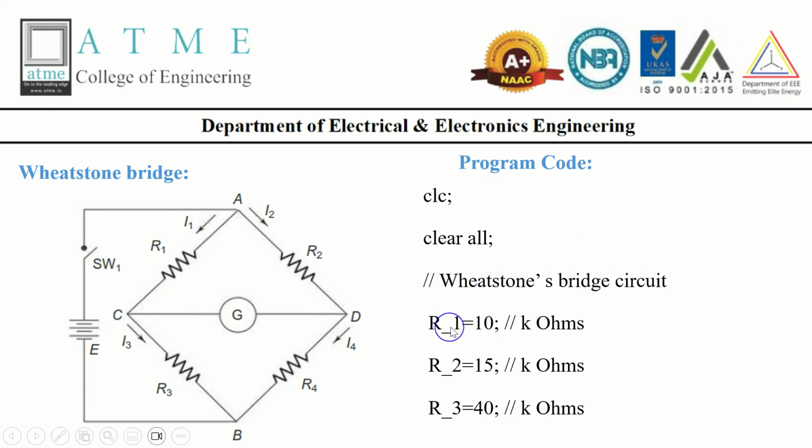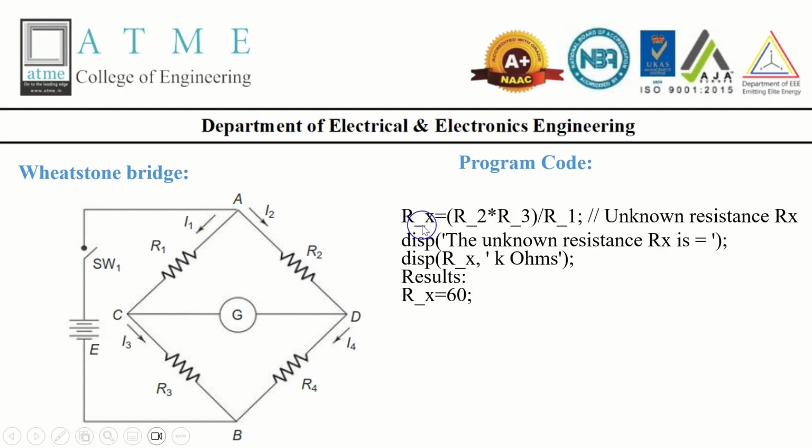Next, we are assigning the values, that is R1 is equal to 10 kilo ohms. Assigning a value of 10 kilo ohm to the variable R1 representing one resistor in the Wheatstone bridge. In the same way, R2 is 15 kilo ohm, R3 is 40 kilo ohms, and we have a formula Rx, the unknown resistance, which is equal to R2 into R3 divided by R1. That is nothing but the unknown resistance, represented by Rx.